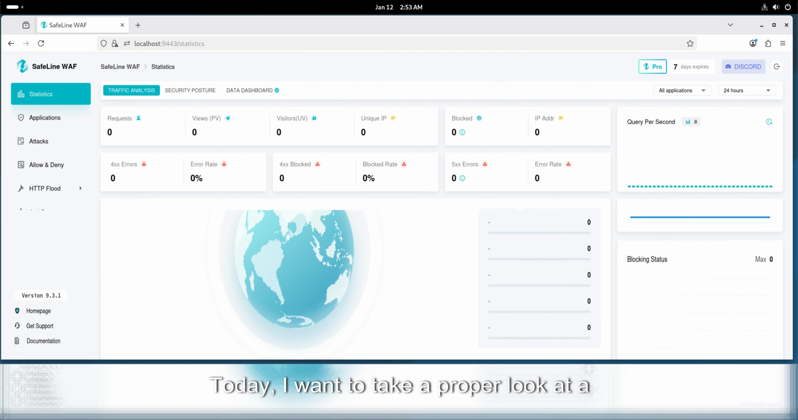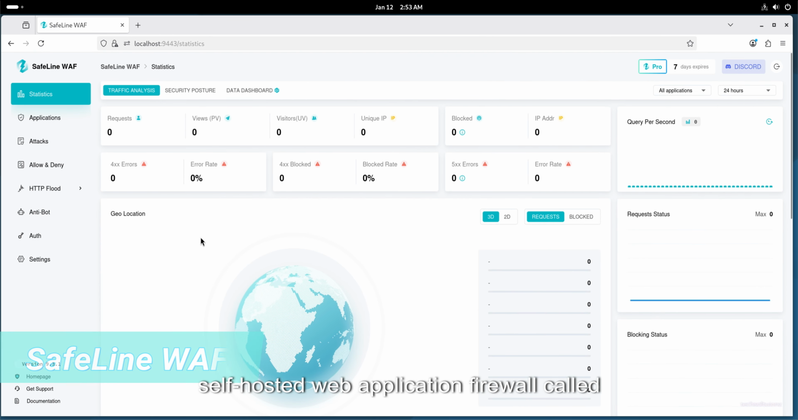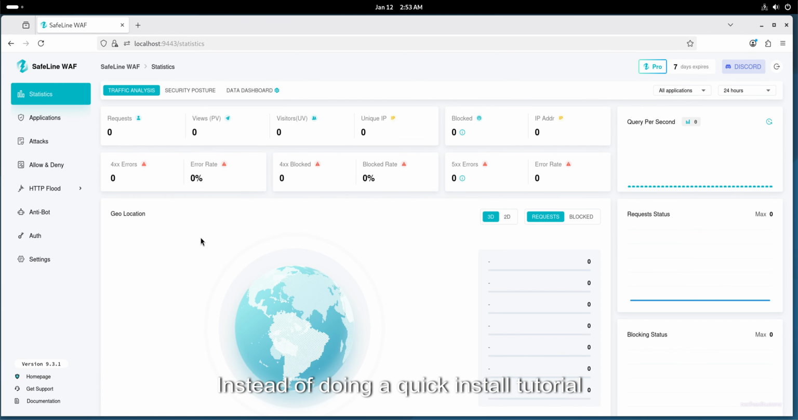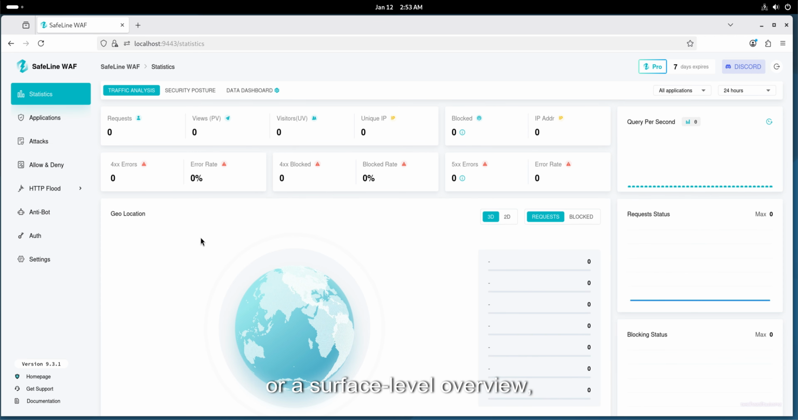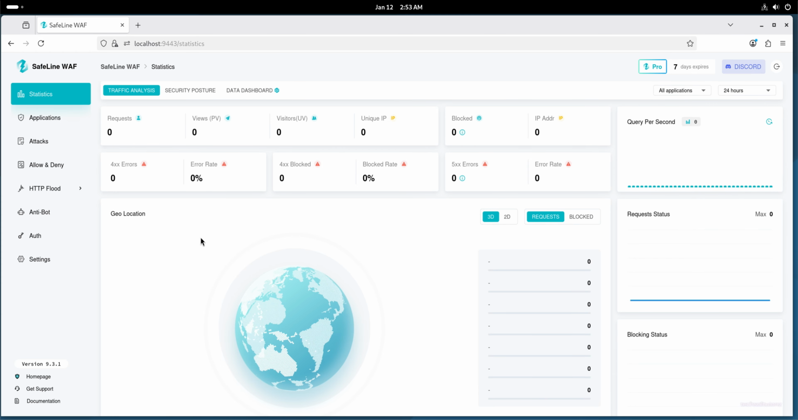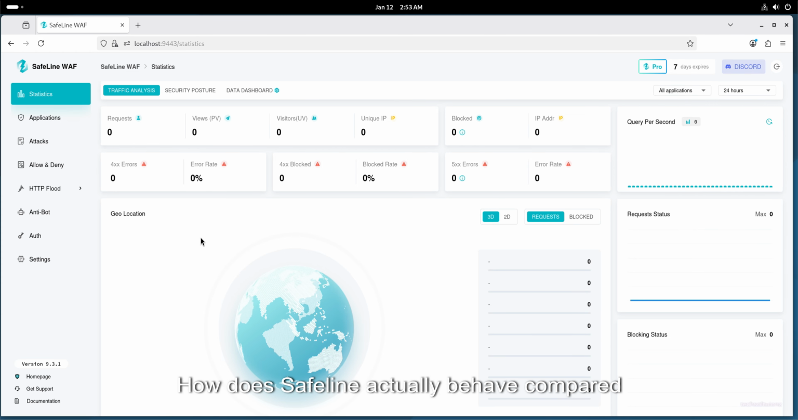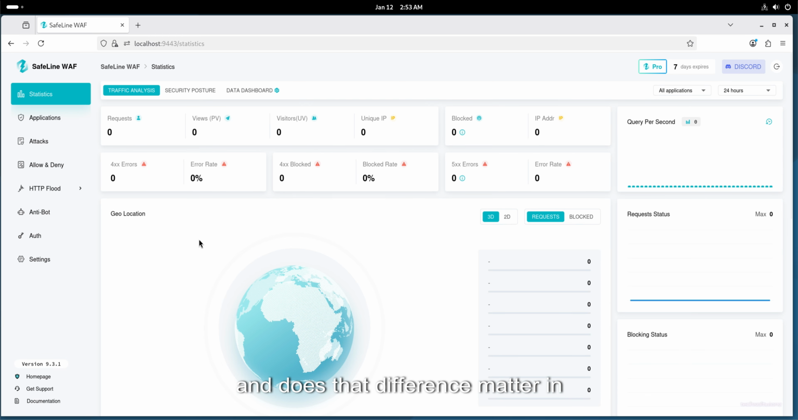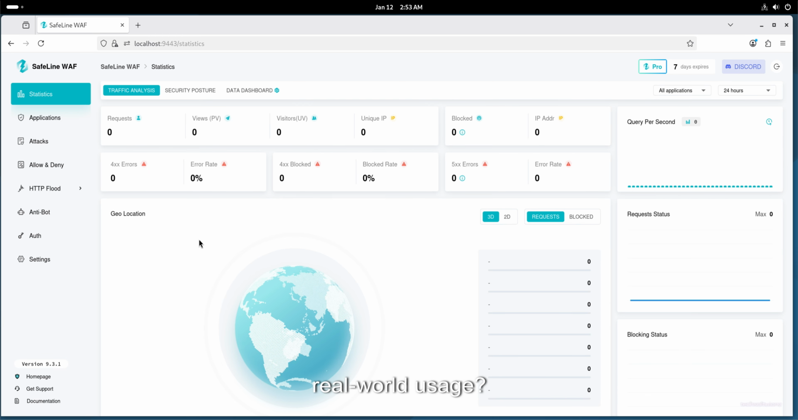Today, I want to take a proper look at a self-hosted web application firewall called SafeLine. Instead of doing a quick install tutorial or a surface-level overview, I want to answer a more practical question. How does SafeLine actually behave compared to traditional rule-based WAFs? And does that difference matter in real-world usage?